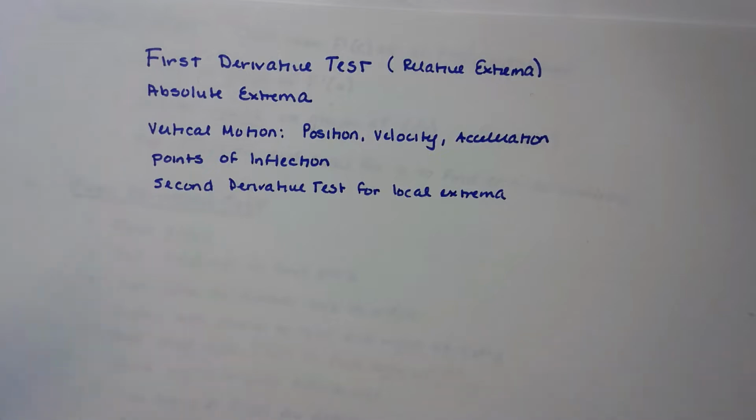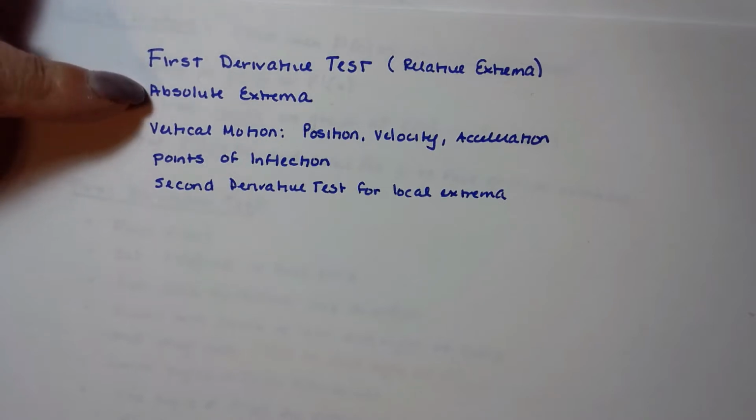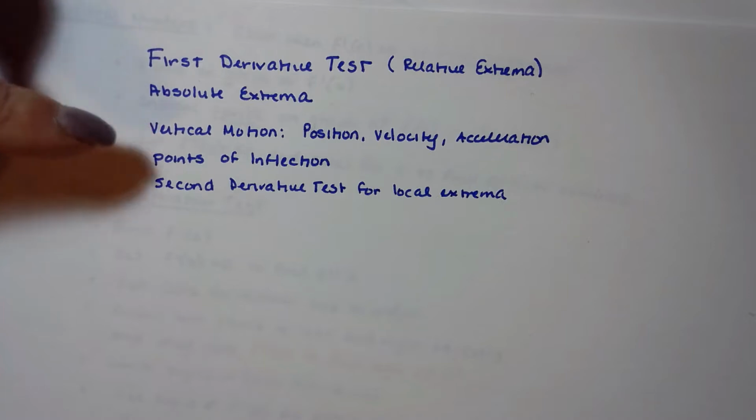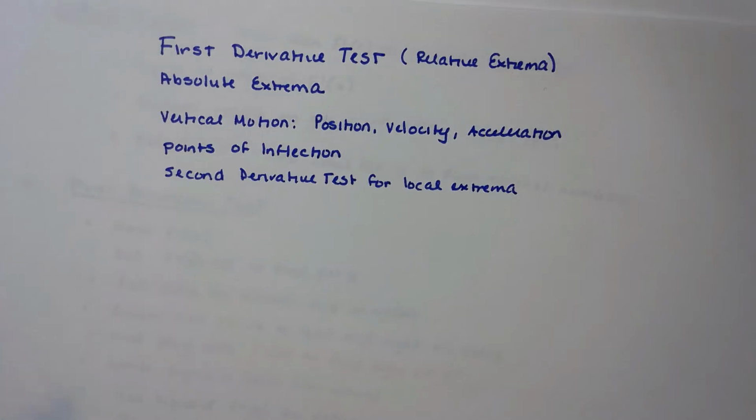Okay, now that I've had the sip, we're going to do sections 5.1 and 5.2, which is going to include all of the following: the first derivative test, finding absolute extrema, vertical motion, points of inflection, and using the second derivative test with some examples.